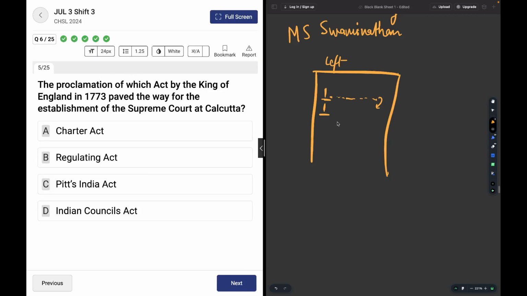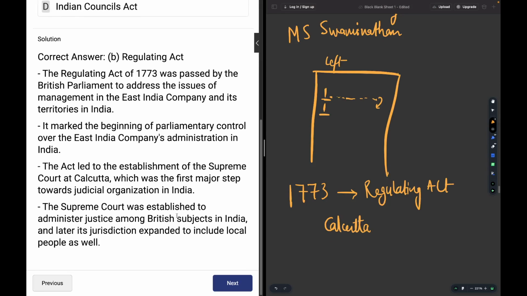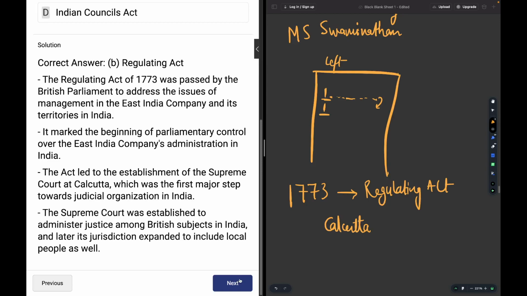The proclamation of which act by the King of England in 1773 paved the way for the establishment of Supreme Court? The Supreme Court was established by the Regulating Act of 1773, and it was established in Calcutta. Okay, moving on.